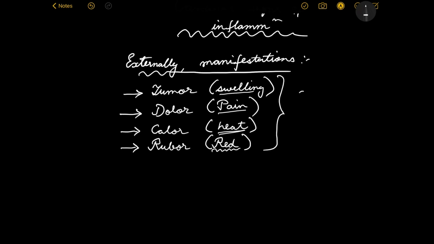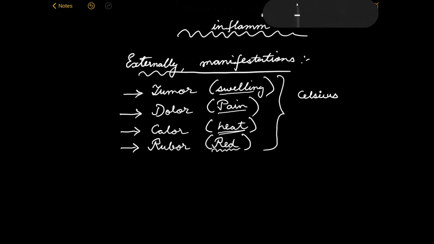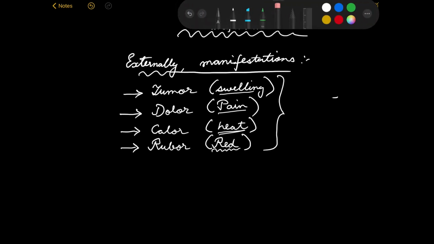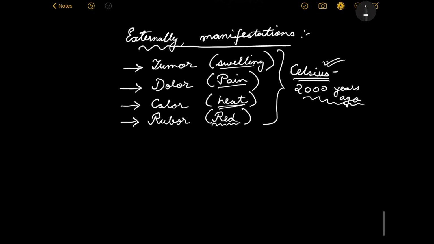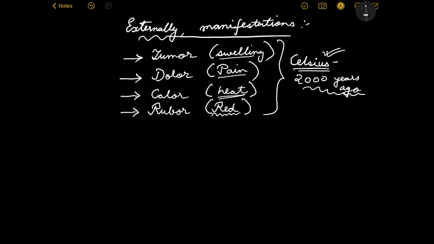These 4 were given by a person named Celsius. Okay, I wrote it wrong, I'm sorry. Celsius. So, there was a person, Celsius, about 2000 years ago. It's pretty interesting to see that 2000 years ago, these cardinal signs were actually noted down by a person. And 2000 years later, we are studying the same thing. But later, in probably the 19th century, might even be 20th century, I don't remember. Point is, a lot later, there was another cardinal sign which was given.